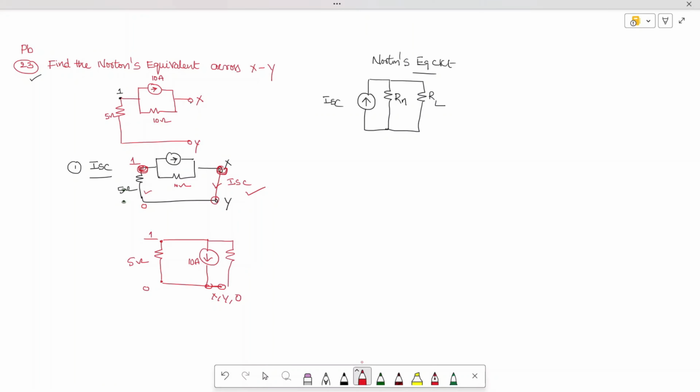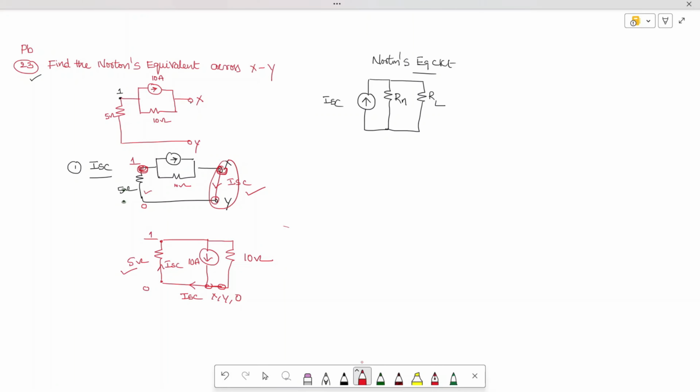This reduction is very important. You can see here between 1 and 0, 5 ohm is there. Between 1 and X and Y, they are the same now. So X and Y are the same, and this is the short circuit current ISC. X, Y, 0 all are the same, and this is ISC, and this is the current between 1 and 0, and 1 and x is 10 ohm. So now I need to find this current ISC.